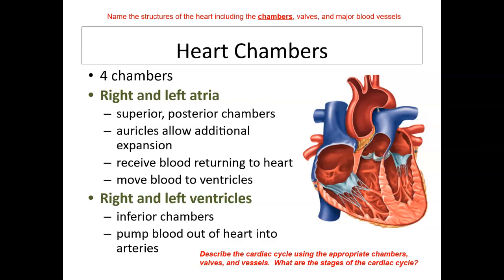The upper chambers receive blood from other parts of the body. The right and left atria fill the two ventricles, respectively. The ventricles then pump blood to other parts of the body. We'll look at that in a future video.